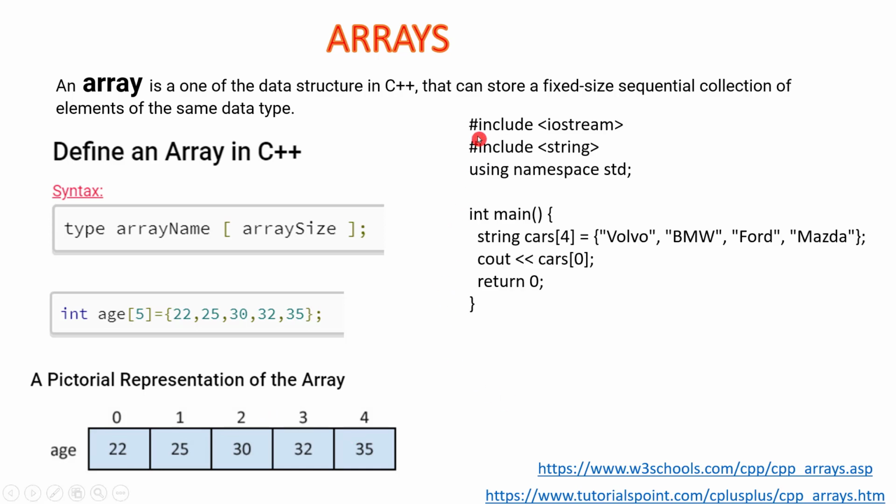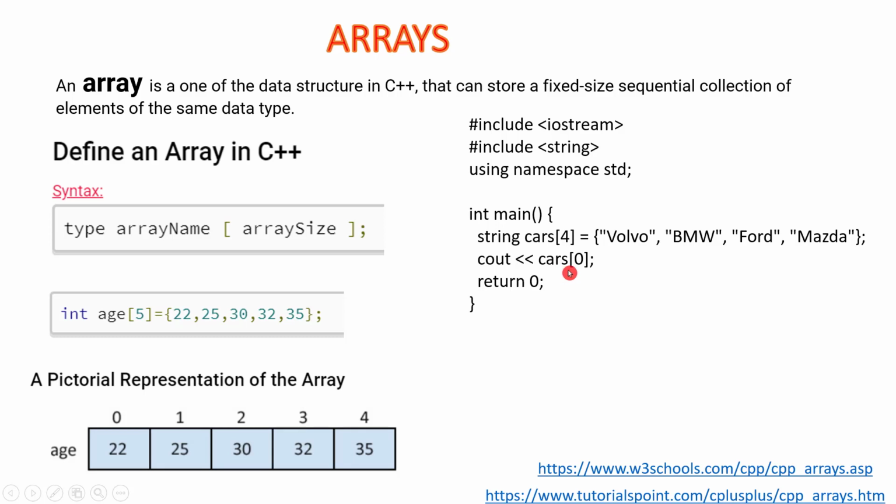See a problem. You have the header file hash include input output stream, hash include string. We are defining this because we will use some words in the program. Using namespace std; integer main. String cars 4: string is the data type, cars is the array name, 4 is the size. So 4 values are there. The values include Volvo, BMW, Ford, and Mazda. And you are asking the compiler to print out cars 0.